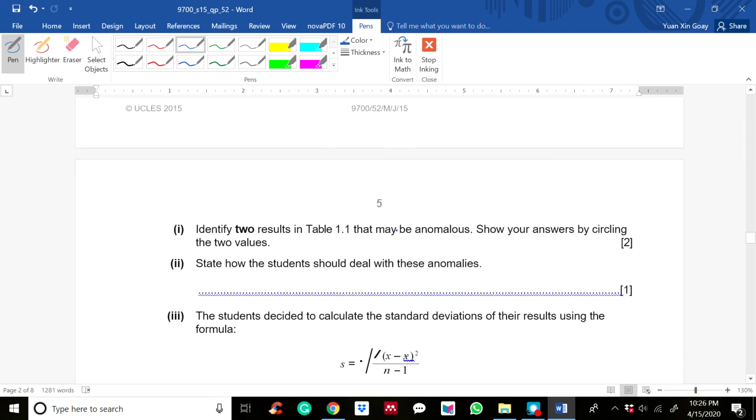State how the student should deal with these anomalies. Now the student should always remove the anomalies from replicates before calculating the mean. Eliminate affected data from calculations.